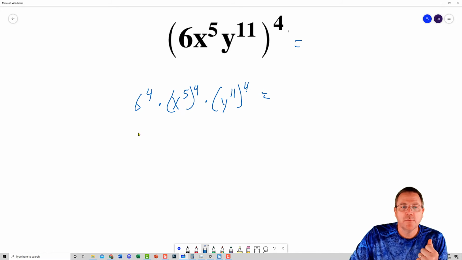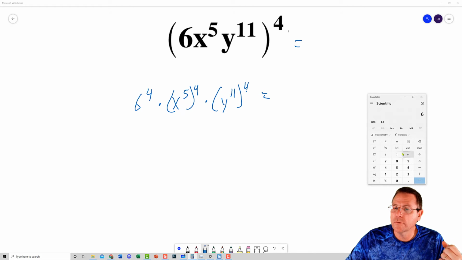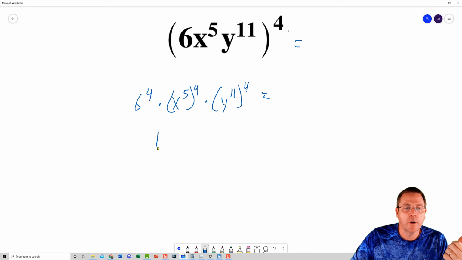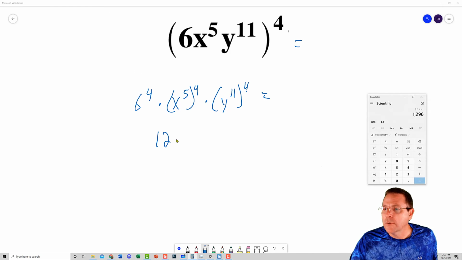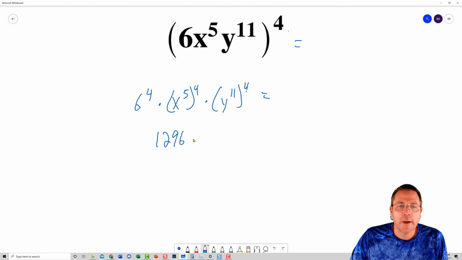From there, 6 to the 4th, well, I'm going to go ahead and work that out just so I don't have to keep doing that. 6 times 6 is going to be 36. 36 times 6, that's going to be 180 plus 36 again is going to be 216. And 216 times 6, well, that gets a little bit harder. So how about we just go ahead and do this. 6 times 216, and that gives us 1,296, which is going to go right here.